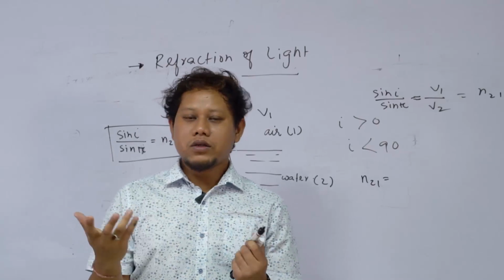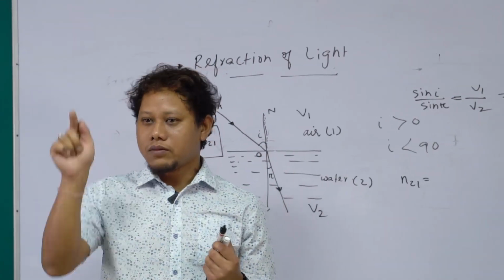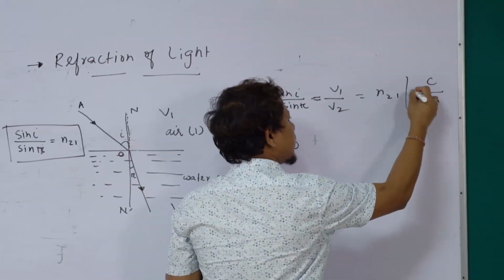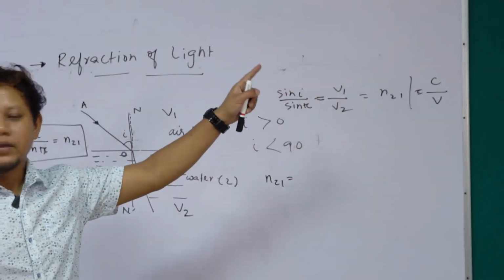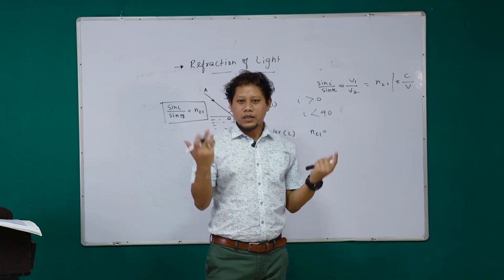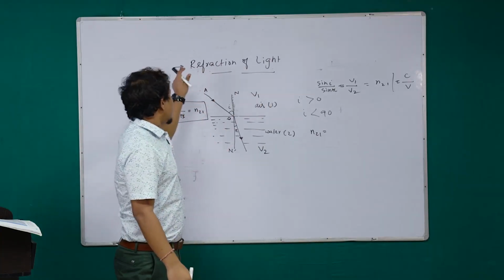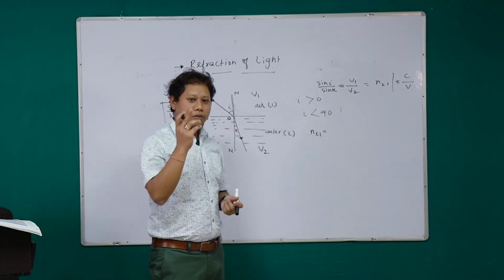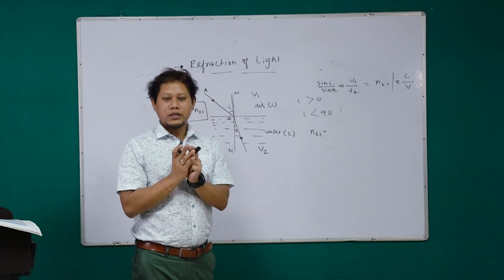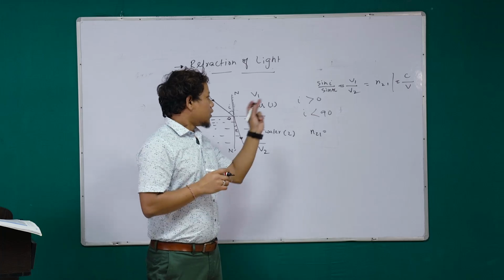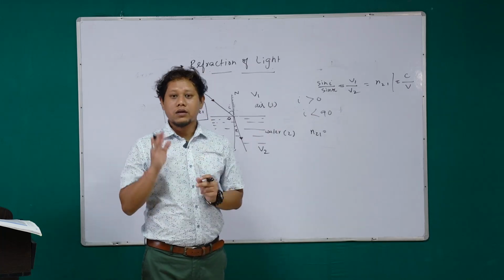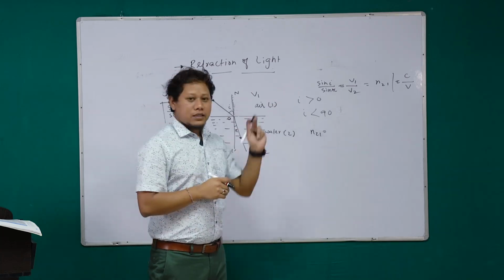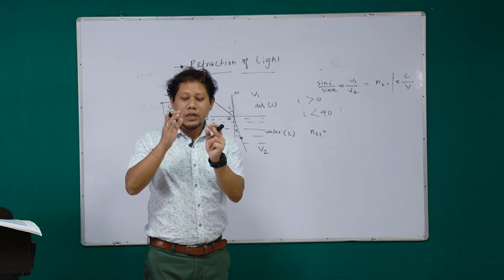We usually denote the speed of light in air by c. So for the absolute refractive index, we can write c divided by v, where c is the velocity of light in air and v is the velocity of light in the medium. So this is about refraction and its laws, and now you know what refractive index is, right? Remember, refractive index determines the characteristics of the medium, and it is independent of the angle of incidence, but it depends on the wavelength.